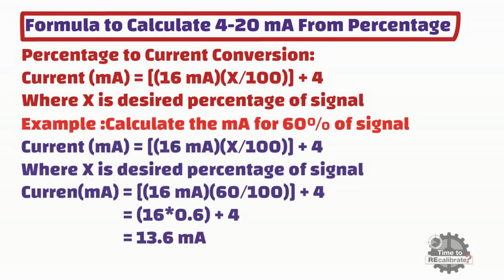Calculate the milliampere for 60% of signal. Now, put 60% in this equation, and do the simple math calculation. In other words, we need to put 60% in place of x in this equation. When you do the math calculation, you will get 13.6 milliampere value.